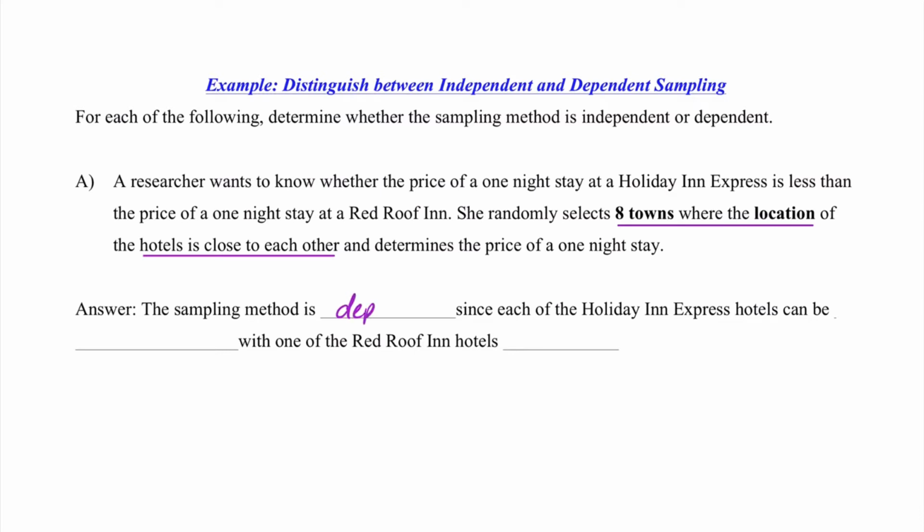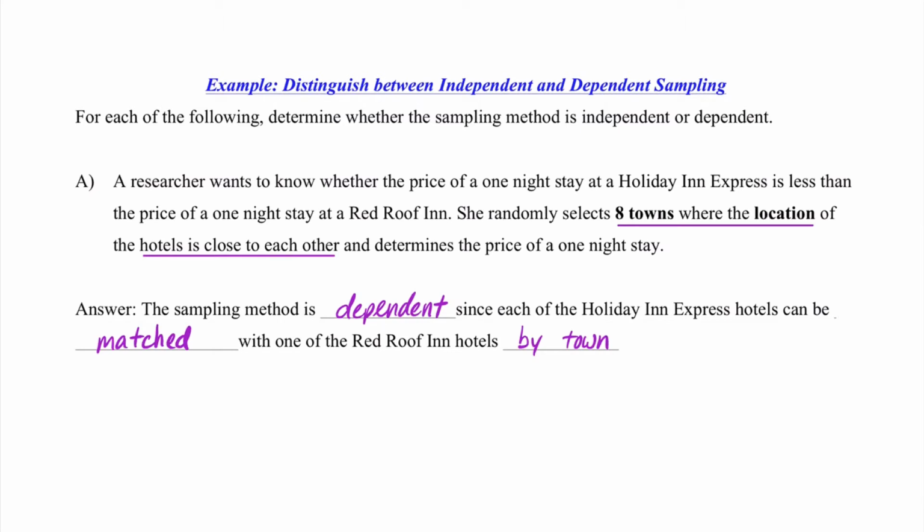That is, the sampling method is dependent since each of the Holiday Inn Express hotels can be matched with one of the Red Roof Inn hotels according to town. That is, referring to the definition, the individuals selected in the first sample are used to determine the individuals to be selected in the second sample. So when we select the Holiday Inn Express, we're also going to select a Red Roof Inn based on a similar location.